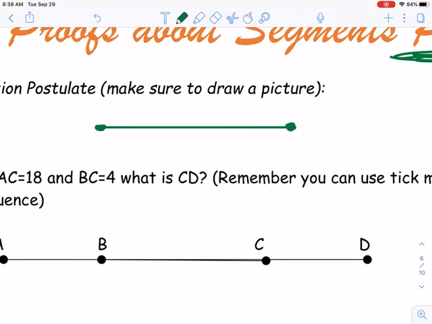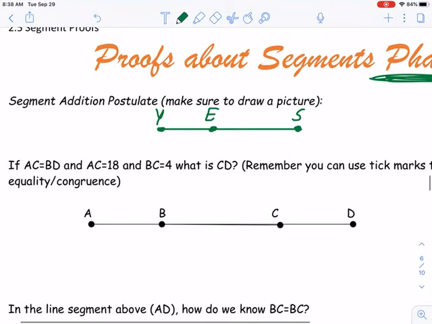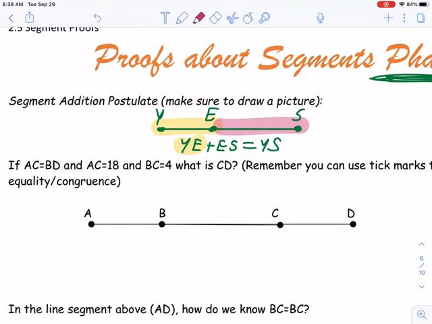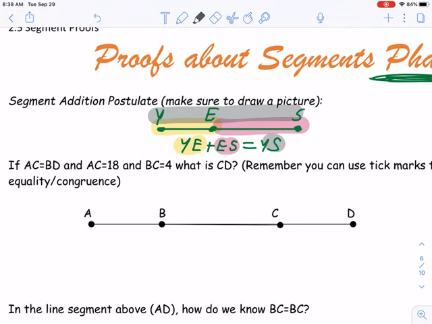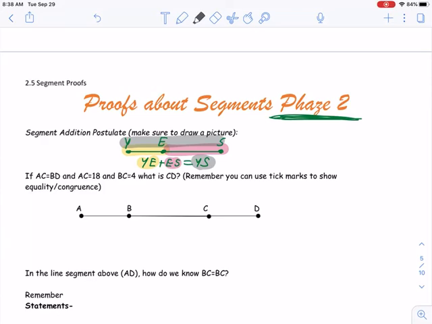So here's 2 points. Here's another point. Do Y-E-S. We spelled yes. That's about as creative as I can be off the top of my head. Now remember, the segment addition postulate states that YE plus ES equals YS. I'm allowed to say this left part plus this right part equals the whole thing. Segment addition postulate. Hopefully not too mind-blowing.